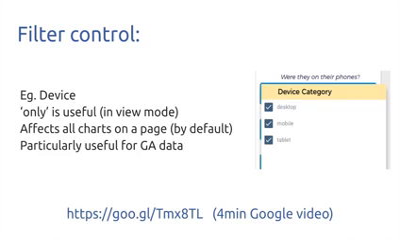Now the filter control, I found this obviously particularly useful for your analytics data. There is some use cases. Device is probably the most obvious one for your AdWords data, but once you start diving in to analytics data, it gets a whole lot better. I've linked here to a 4-minute Google video that explains this in a bit more detail if you want.